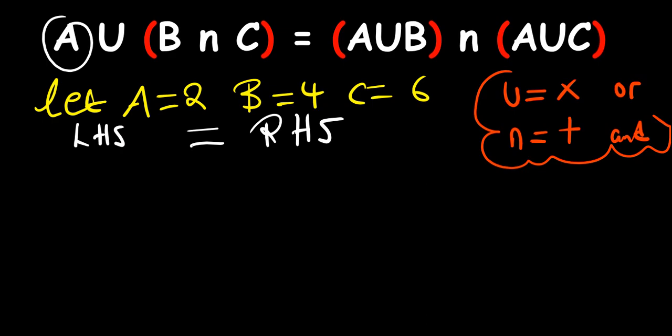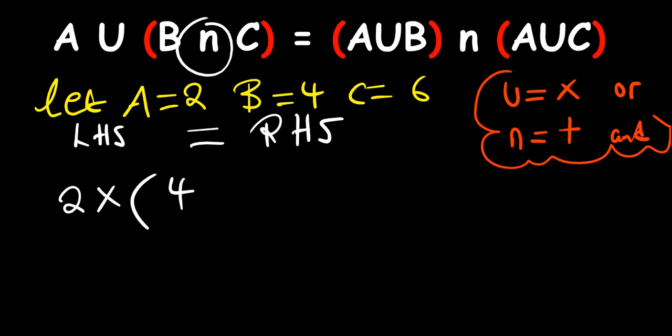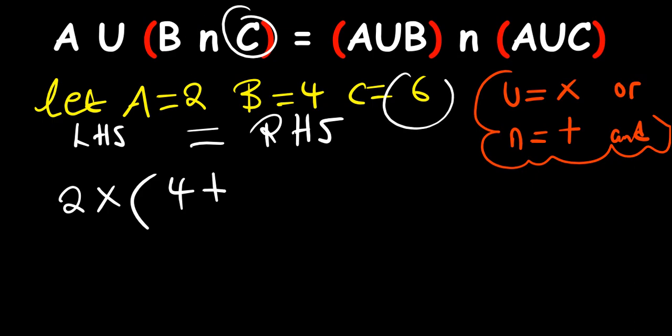A, our A is 2, so I'm going to write 2. Our union, we said, is the same as multiplication, so I'm going to put my multiplication sign. B, we are saying it is a 4, I'm going to put my 4. There's an intersection. An intersection, we said, is the same as a plus, so I'm going to put a plus here. Then we have a C. Our C, we are saying it is a 6. We're going to put a 6.